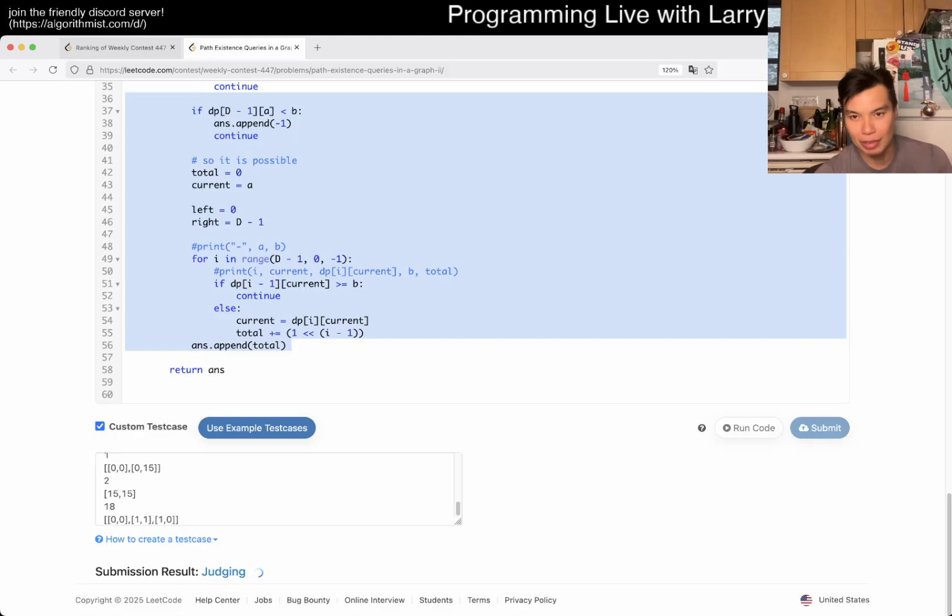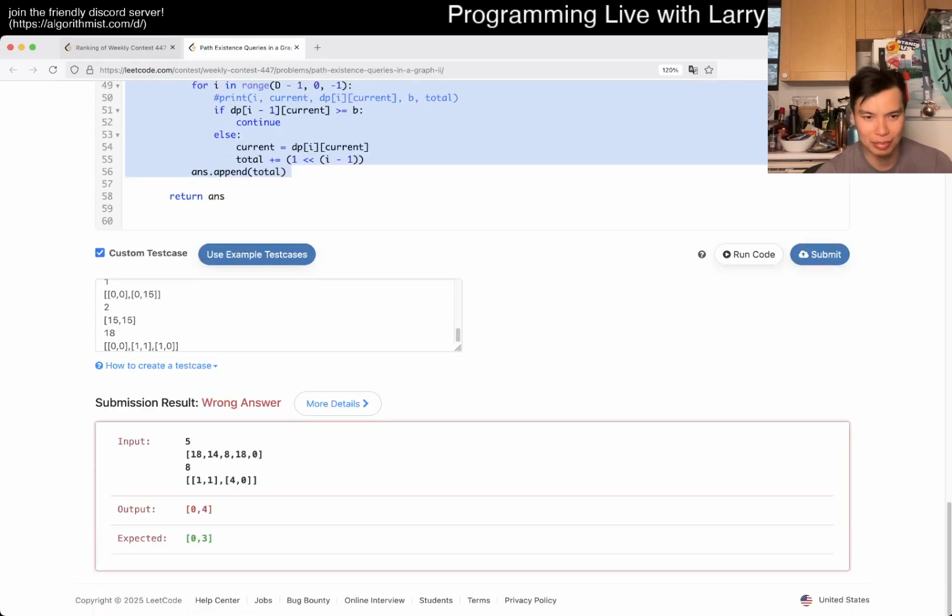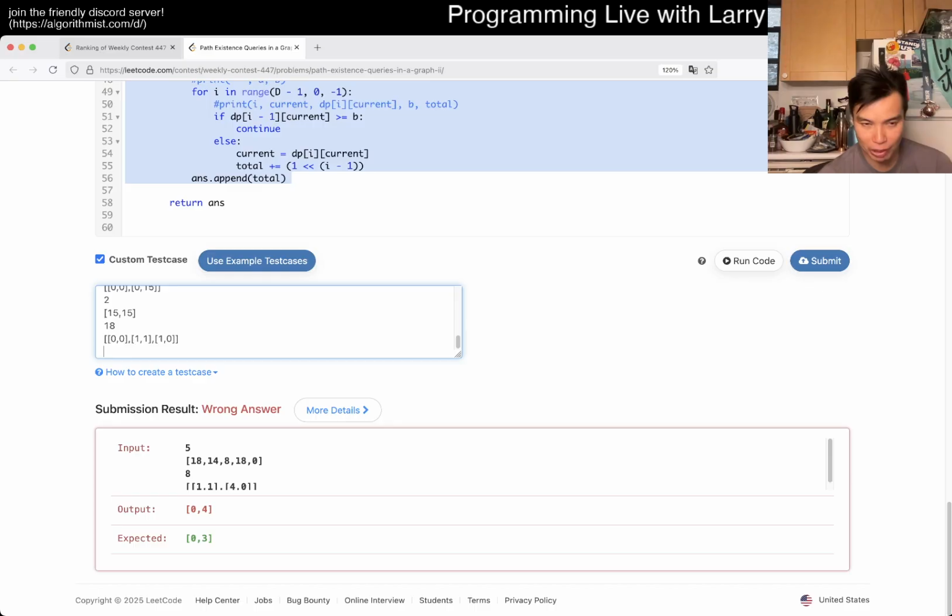How much time do I have left? 27 minutes. Oof, that's a tough one. I thought I'd be very close to done, and okay, so this is 4. I expect 3. Right, 1, 2, 3. 1, 2, 3. Yeah, I mean, there's no way it should be 4, unless I did the math wrong.